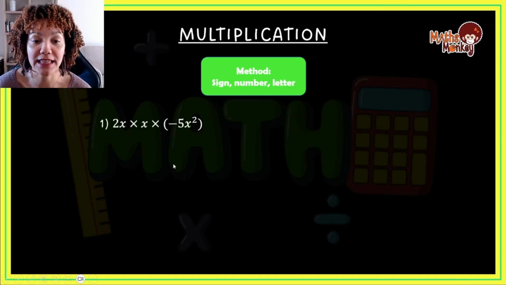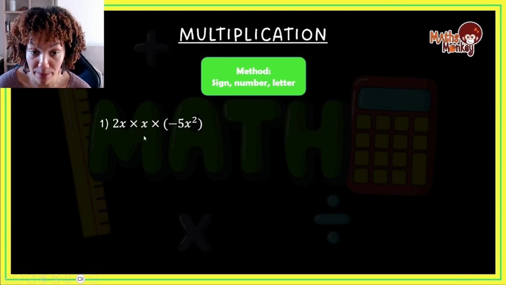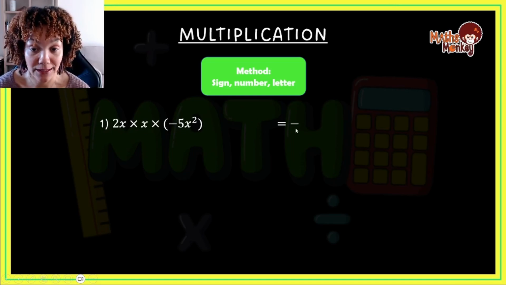So let's say we get this question, right? This is a multiplication. Each of these is being multiplied with each other. So the first thing we would do is look at and multiply the signs. This is a positive, this is a positive, this is a negative. So positive times a positive is a positive, and then that positive times a negative is a negative. So I have now multiplied the signs.